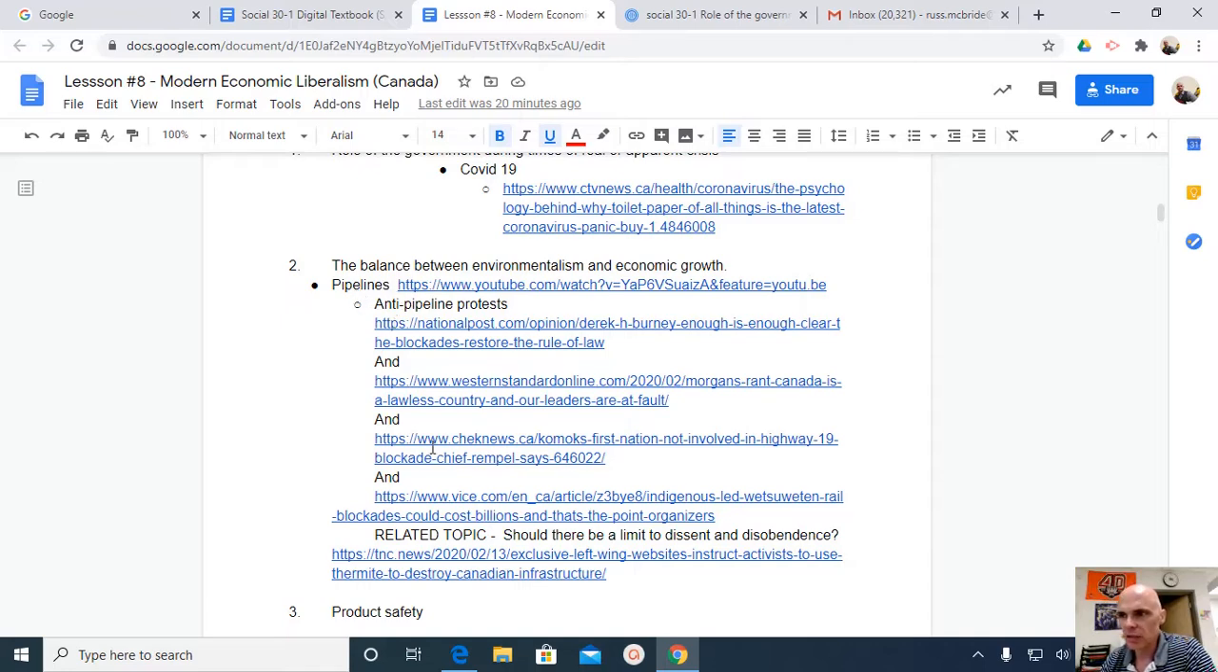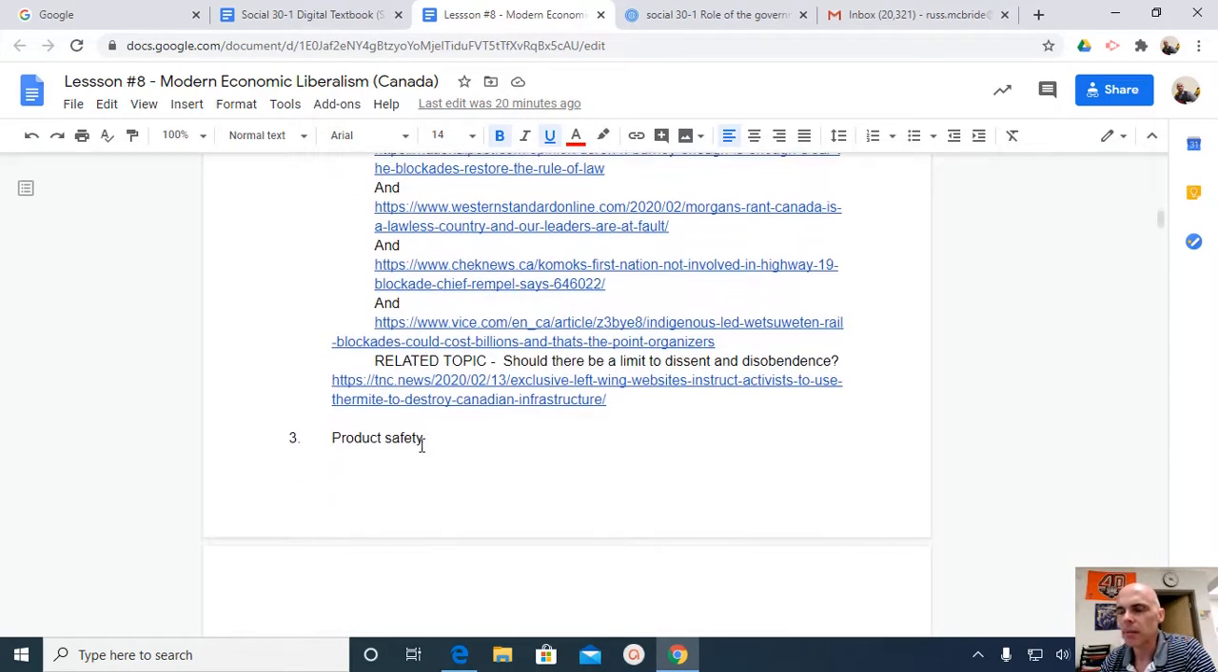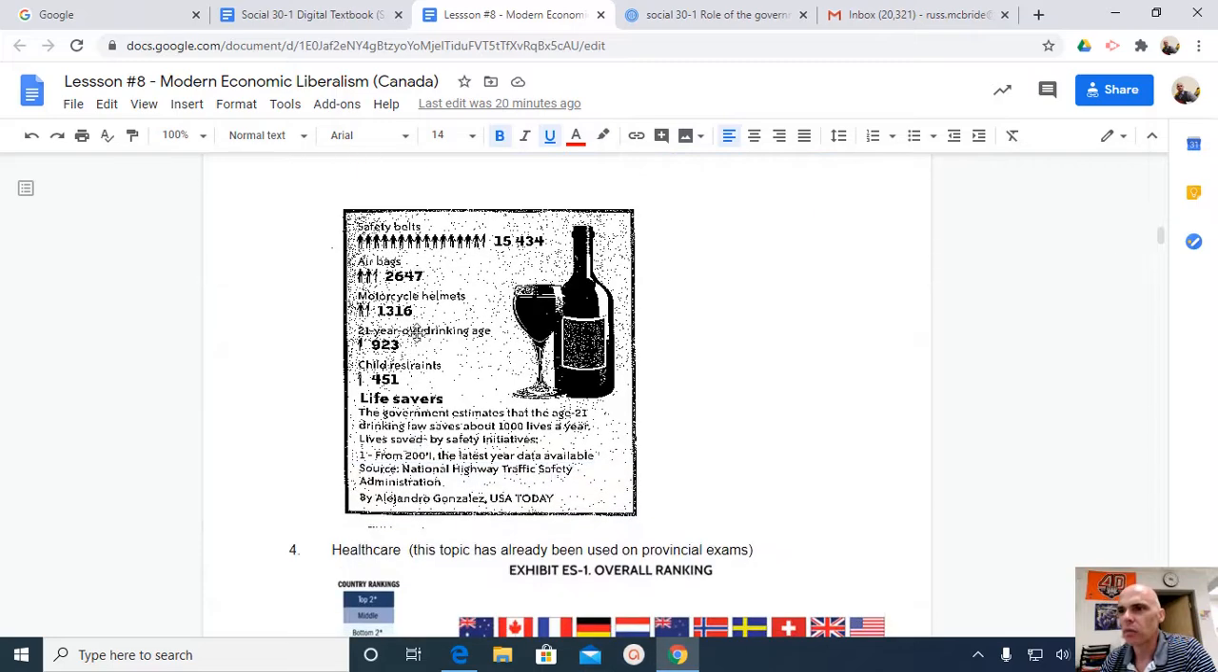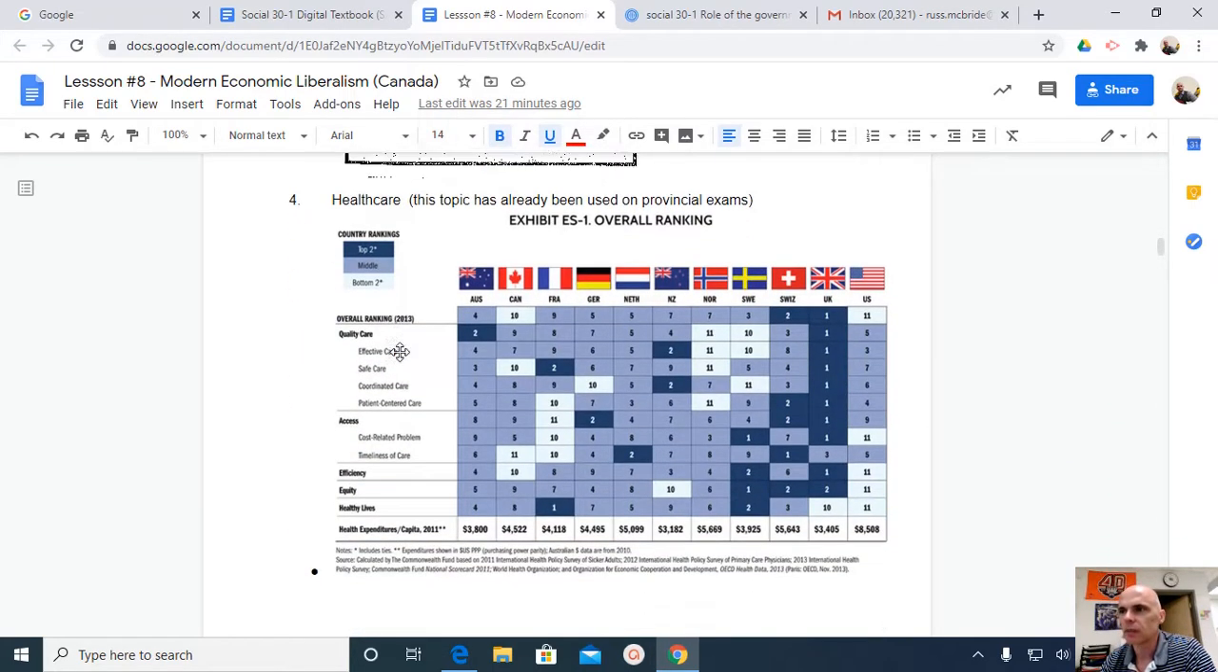So we have some links here to anti-pipeline protests. There's some more information about product safety. And this is the number of people saved by safety belts or saved by airbags or motorcycle helmets. These are the number of people that could be saved if we changed the drinking age. Again, healthcare is a recurring theme this year, so we got some numbers here to show you how Canada ranks in terms of our healthcare. Not as strong as you might think.